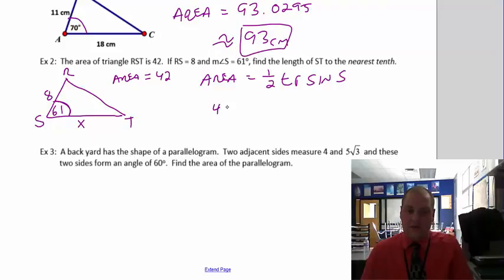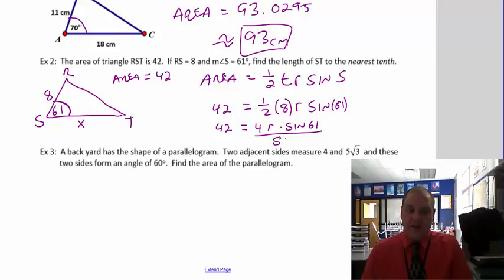Now, area is 42. We're going to plug that in. 42 equals 1/2. Now, T is going to be 8. And R we don't know. And then sine 61. Okay. So we're going to do half of 8, which is 4. So 42 equals 4R times the sine of 61. So we'll divide by the sine of 61.